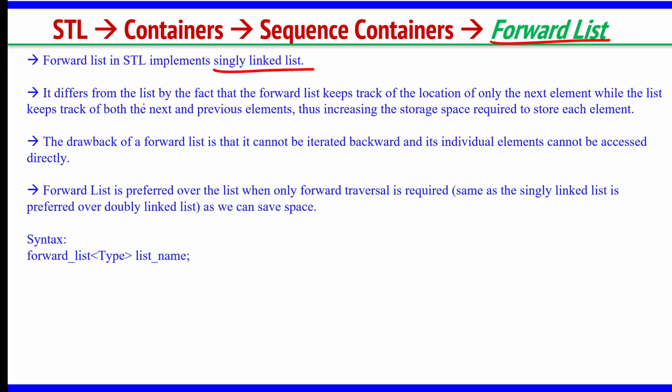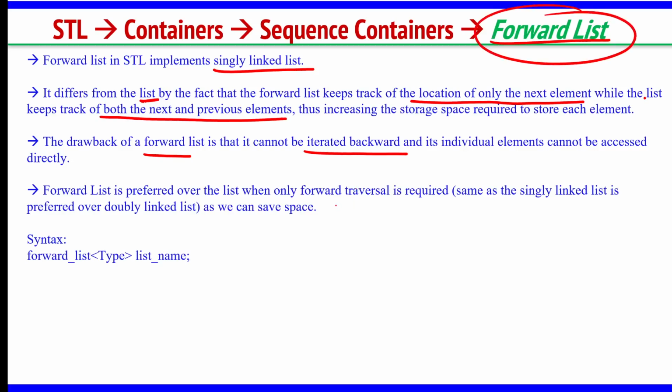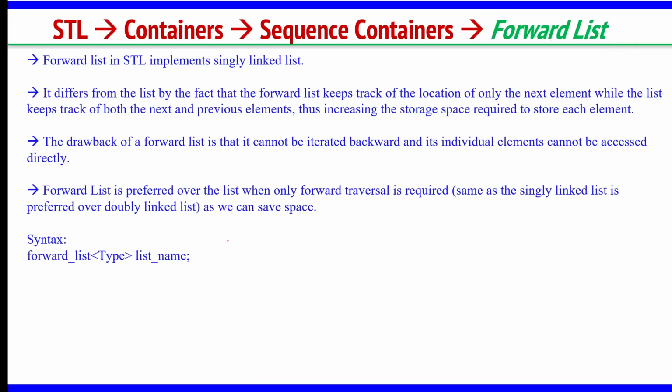It differs from the list by the fact that forward list keeps track of the location of only the next element, while the list tracks both previous and next elements. A double linked list stores the location of previous and next elements, a single linked list stores only the next element. The drawback of forward list is that it cannot be iterated backward. Forward list is preferred over list when only forward traversal is required, so that we can save space and time.